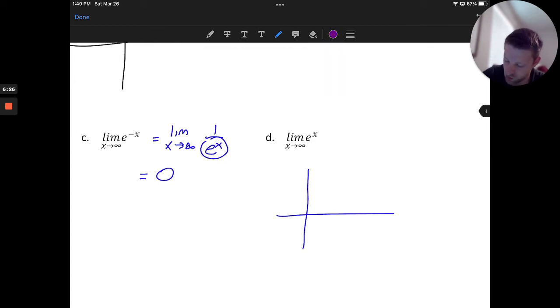At x equals 0, we're going to be equal to 1. We'll have exponential growth to the right, so it'll look something like that. And as x increases without bound, again, e to the x will increase without bound. Those y values will shoot off to infinity. So we can say that the limit as x approaches infinity of e to the x will go off to infinity for us.